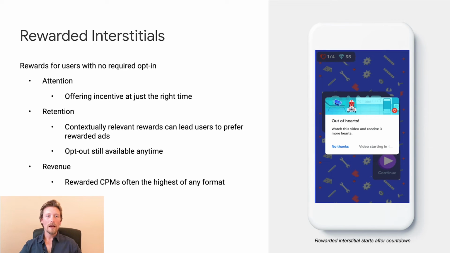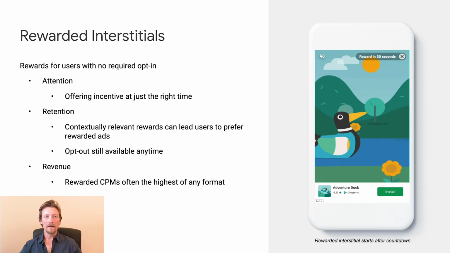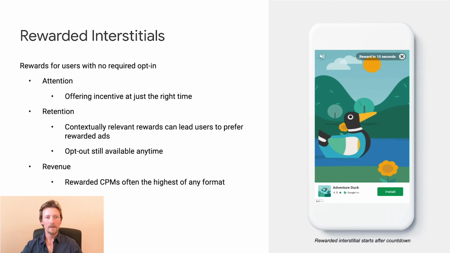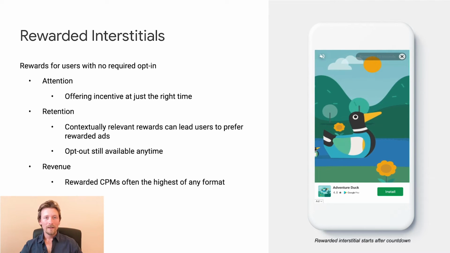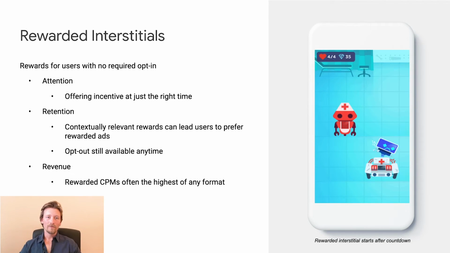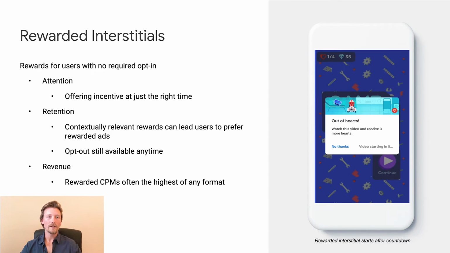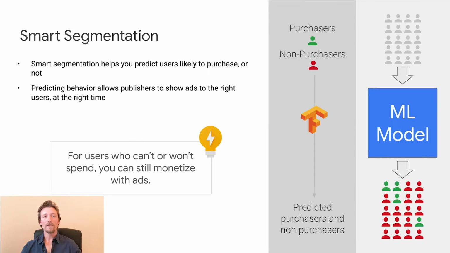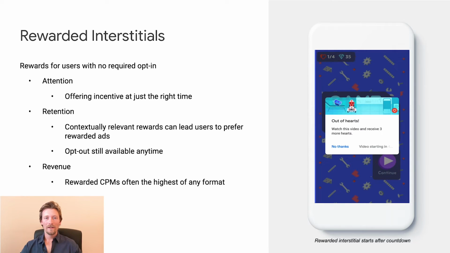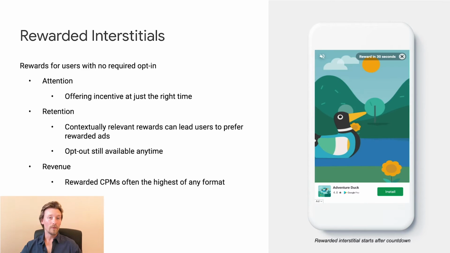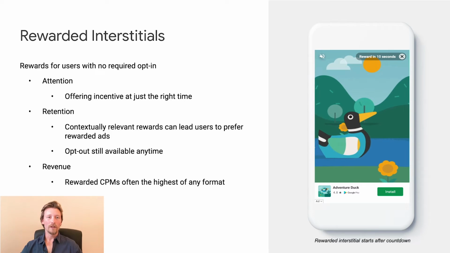Moving on, let's talk about rewarded interstitials. So you might already be thinking, well, that's just two different ad formats, rewarded ads and interstitial ads, right? Well, you're on the right track. Let's recap rewarded ads real quick. Rewarded ads allow you to show contextually relevant rewards to users in exchange for a view of the ad. You can offer incentive at just the right time. And contextually relevant rewards can lead users to prefer rewarded ads. We've seen this in many case studies already. And rewarded ads perform really well.